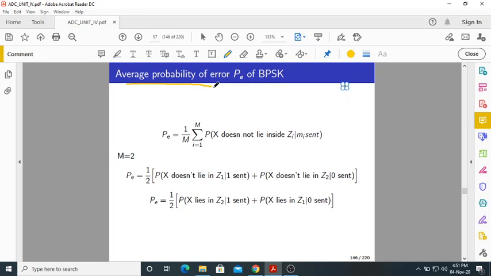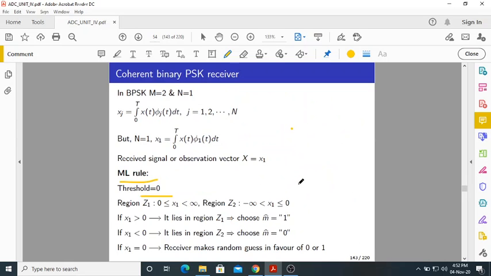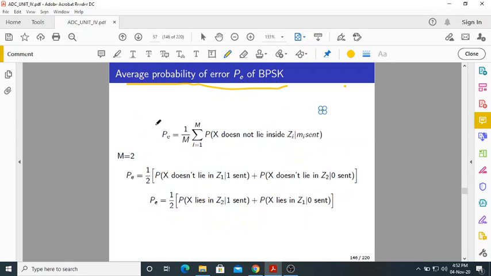Now let us find out the probability of error of BPSK. Till now I told you the generalized procedure to find out the probability of error. What is the final procedure? 1 by M, summation i equal to 1 to M, probability that x does not lie inside Zi given mi sent. You can use either of these formulas. Here I will use this formula, and I will tell you the reason.